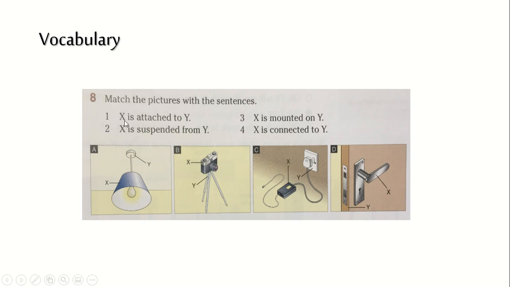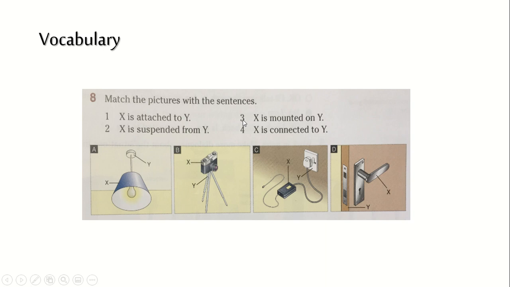So, number 1, X is attached to Y. Attached to. Which one do you think? A, B, C, or D? Okay, keep it in mind. Number 2, X is suspended from Y. Which one? Keep it in mind until we check later.